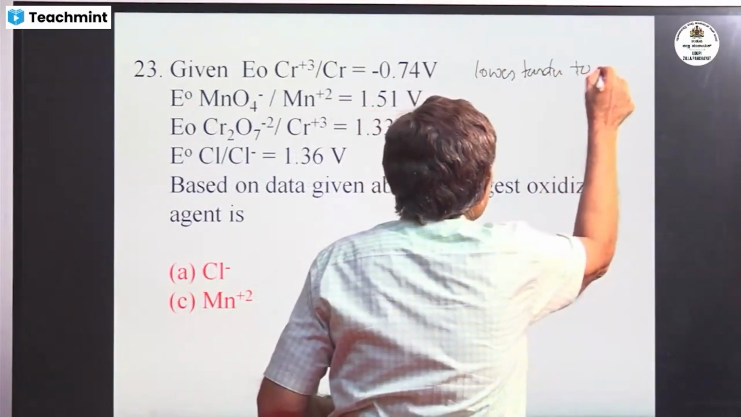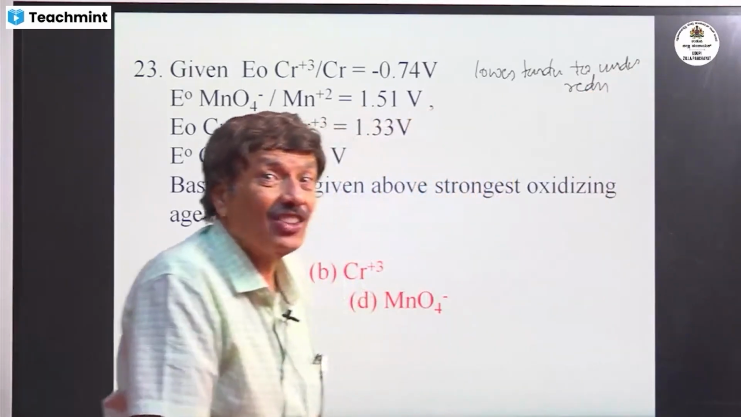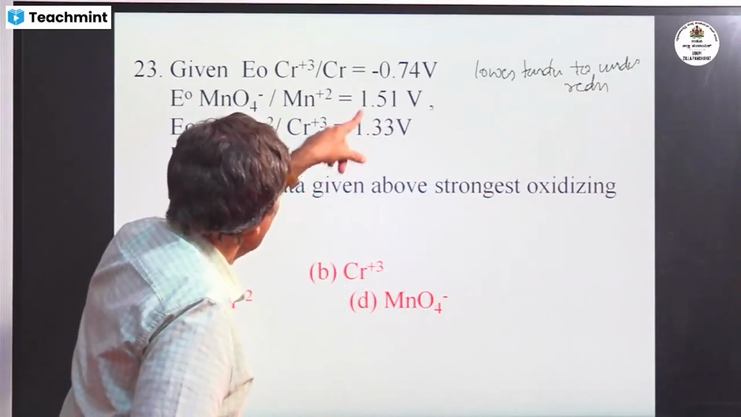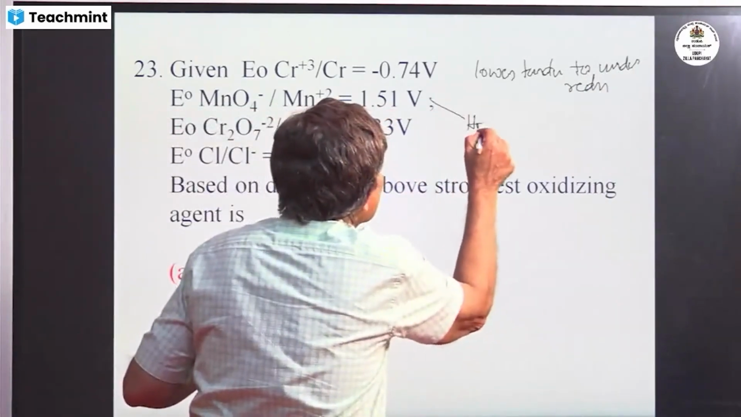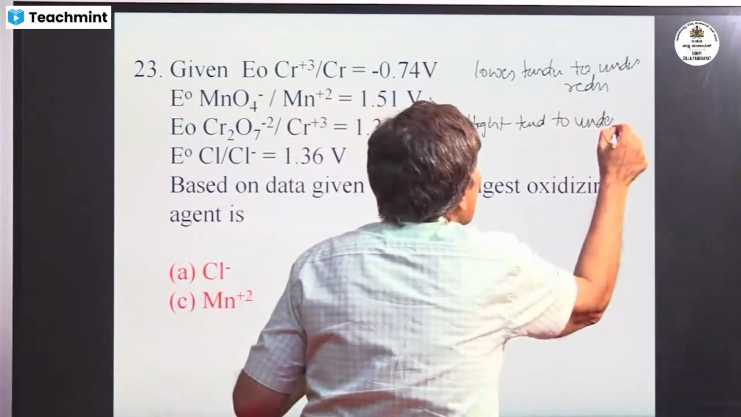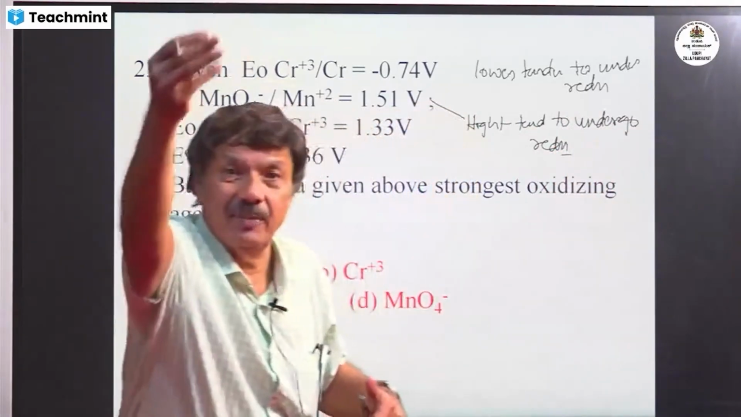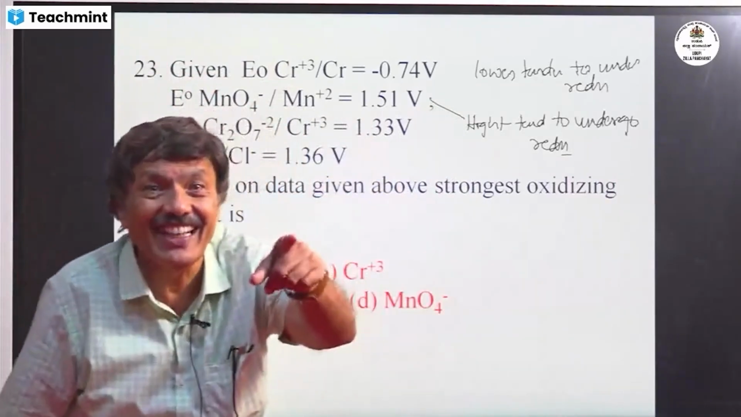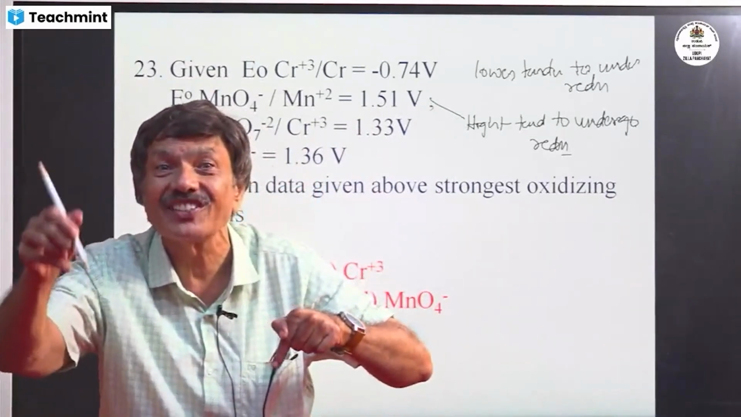tendency to undergo reduction. Right? Which has got the highest value? Just see, compare. Which has got the highest value? 1.36, 1.33. This is highest, isn't it? 1.51. This one, highest tendency to undergo what? Reduction. Right now, reduction potential higher means it has got the highest tendency to undergo reduction. That which has highest tendency to undergo reduction itself is the strongest oxidizing agent.